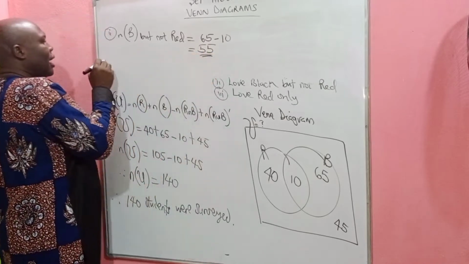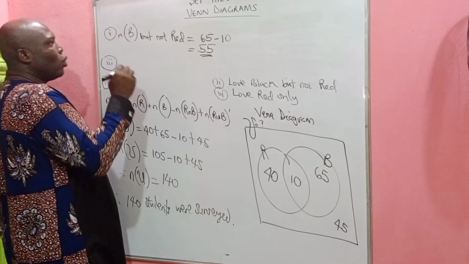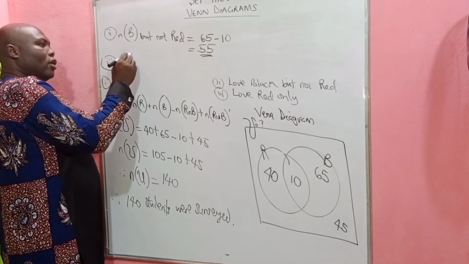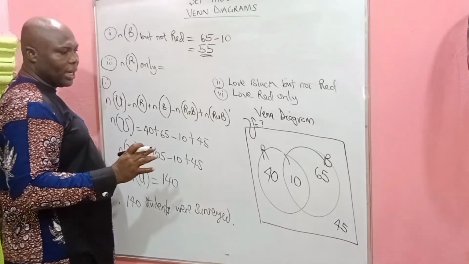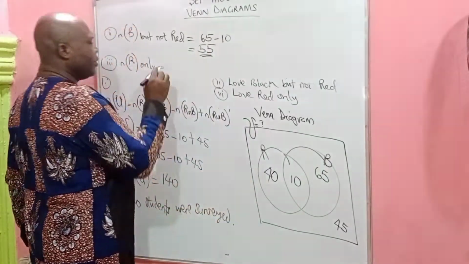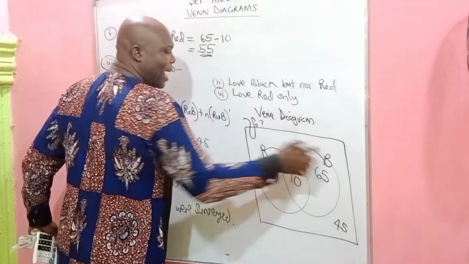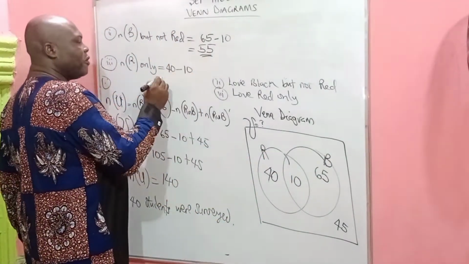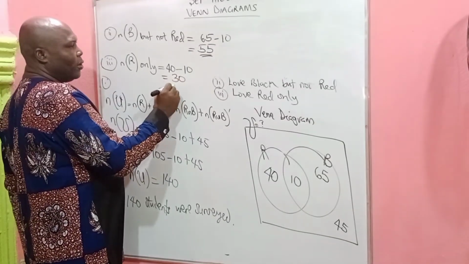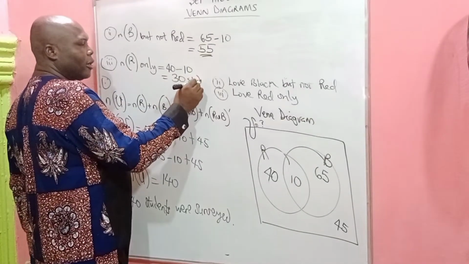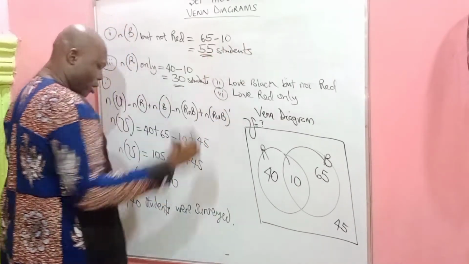And then the last one, we said how many love red only? How many love red only? Those that love red were 40, minus the 10 that love both red and black. So we take out that 10. It therefore means that those that love red only will be 30 in number. 30 students, all right? Please take note of that. 55 students. All right, 140 students.